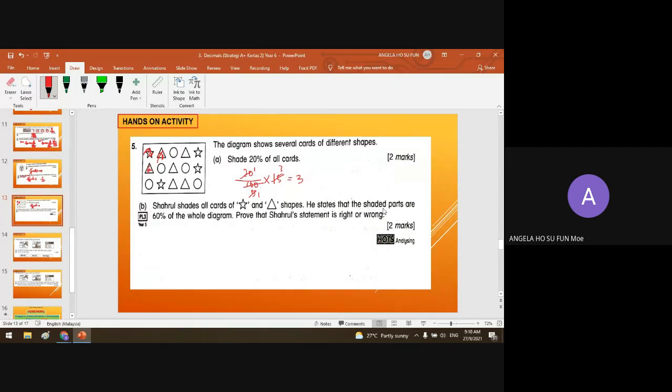Okay, so B: Cheryl shades all the cards with star and triangle shapes. He states that the shaded parts are 60% of the whole diagram. Whether the statement is wrong or right.